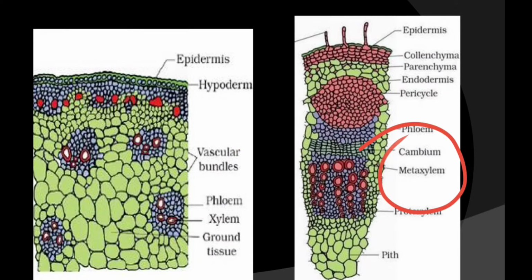Conjoined means the xylem and phloem are on the same radius, and collateral means phloem outside and xylem inside, and open means there is a cambium ring in between them. Clear? So the vascular bundles are conjoined, collateral, and open type.